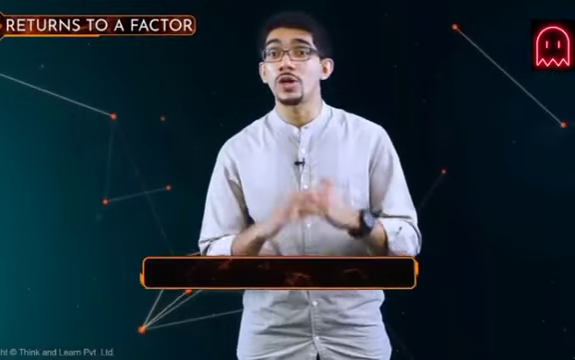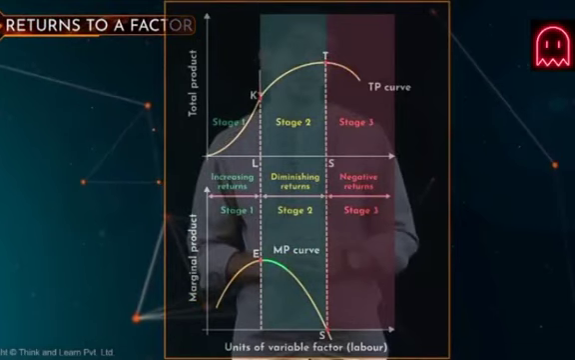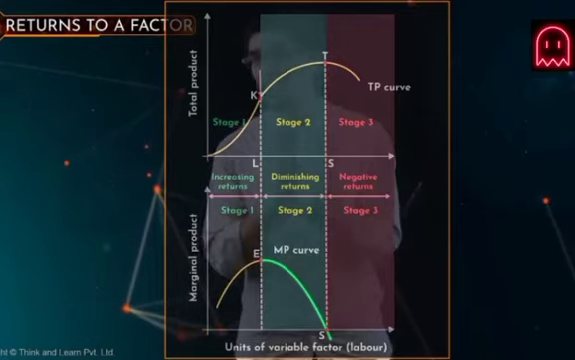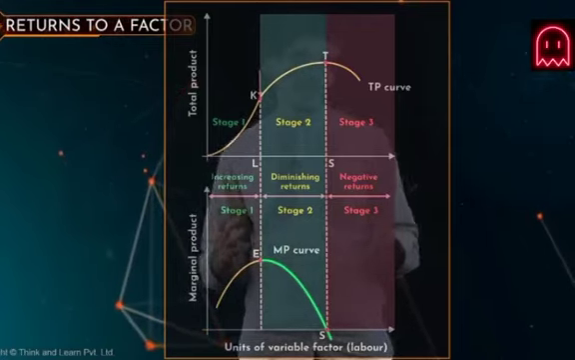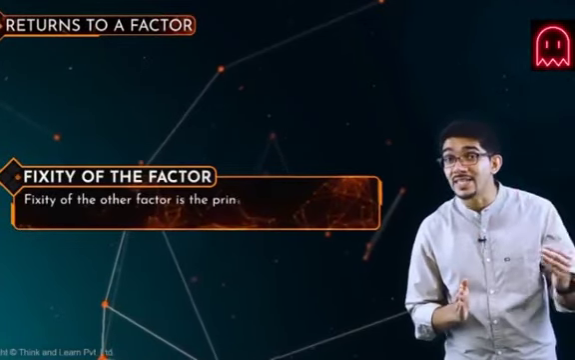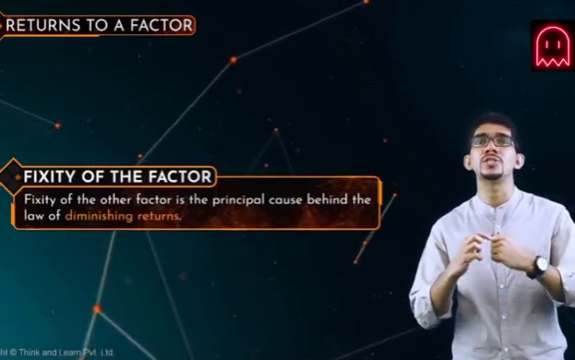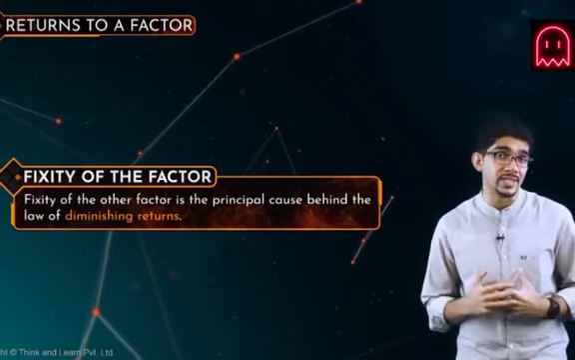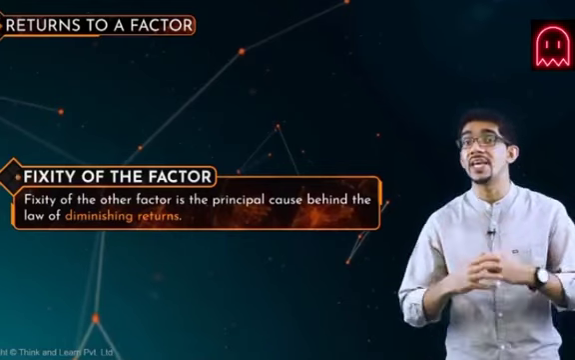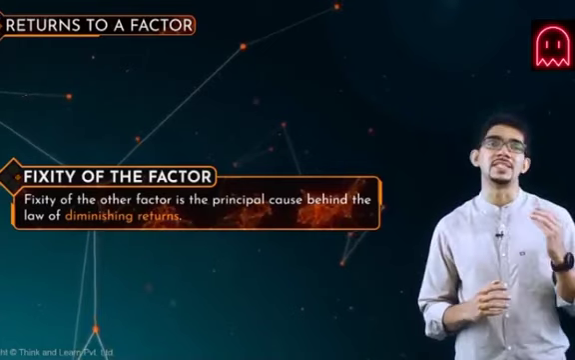Now we come to causes of diminishing returns to a factor. What about these two stages where return starts to come down? Such diminishing returns to a factor or the law of diminishing returns may be explained in terms of the following factors. 1. Fixity of the factor. Fixity of the other factor is the principal cause behind the law of diminishing returns. As more and more units of the variable factor are combined with the fixed factor, the latter gets excessively utilized. It suffers greater wear and tear or becomes utilized in more and more inefficient manners, and hence the diminishing returns.